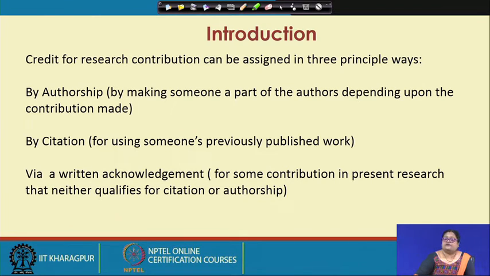Credit for a research contribution can be assigned in three principal ways: by authorship, by citation, and via a written acknowledgement. Authorship is by making someone a part of the authors depending upon the contribution made. Citation is for using someone's previously published work, and written acknowledgement is for some contribution in the present research that neither qualifies for citation nor authorship. Before we move ahead, we can understand this as a duty and an obligation to recognize the contribution made by others in terms of the work done or contributions made to the research that is being done.